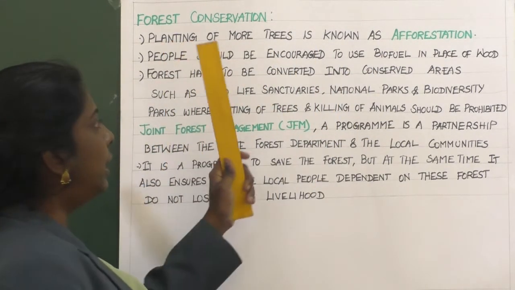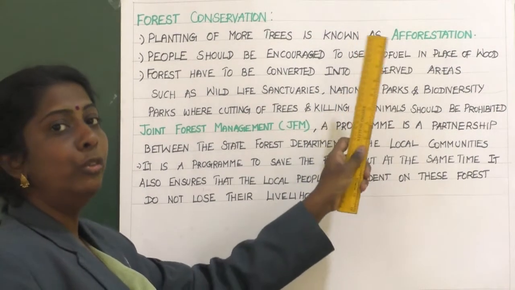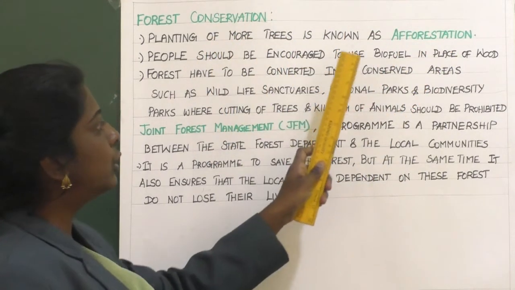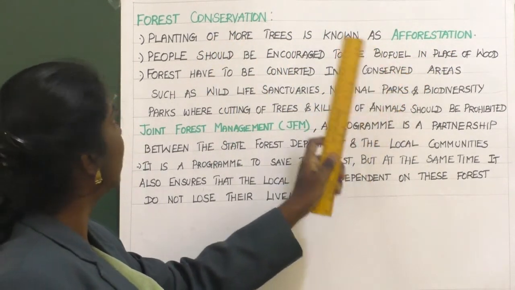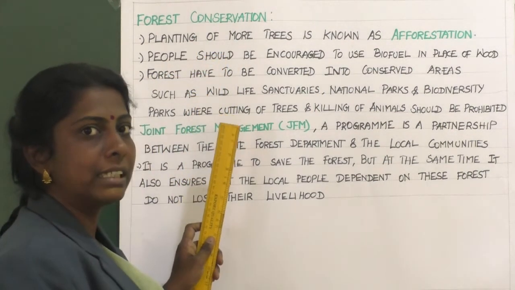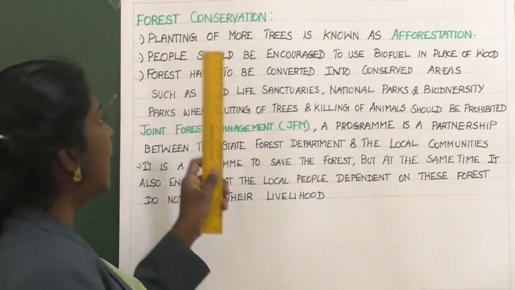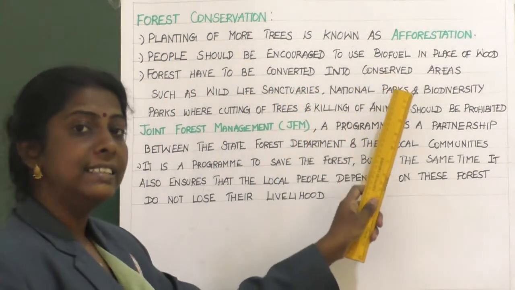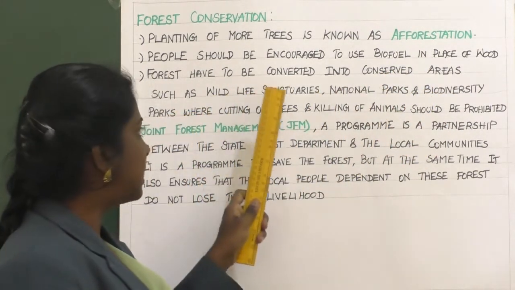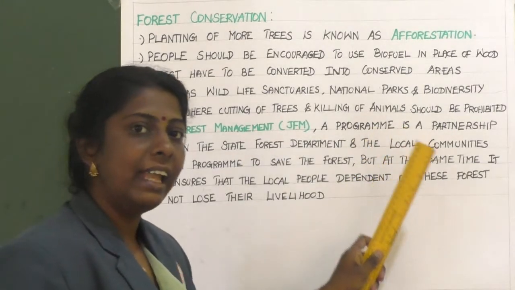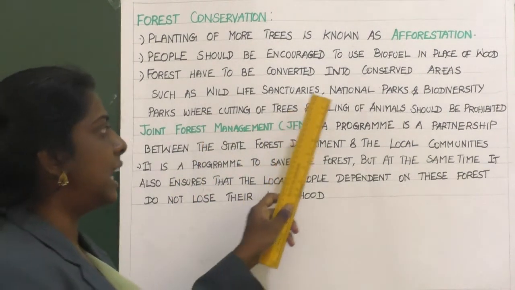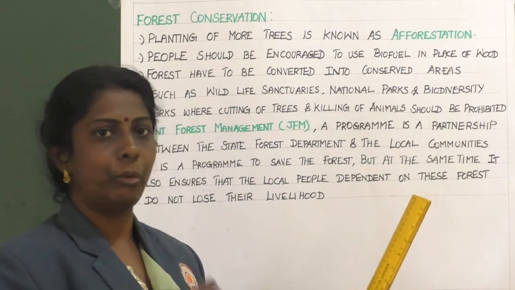Clear? People should be encouraged to use biofuel instead of wood, so that we can protect the forest, isn't it? Yes, forests have to be converted into conserved areas such as wildlife sanctuaries, national parks and biodiversity parks. In all these, cutting of trees and killing of animals should be prohibited.